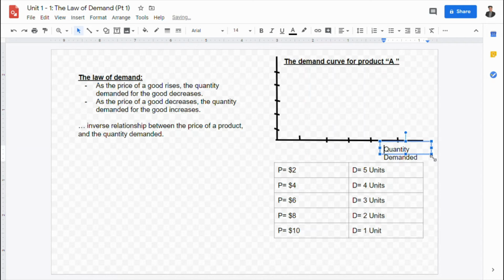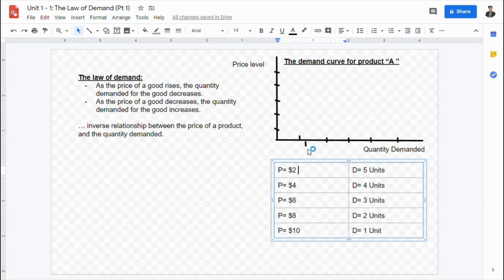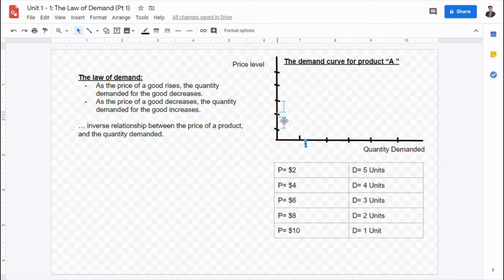The quantity demanded goes on the x-axis, while the y-axis is the price level, the level at which the restaurant charges consumers in order to buy the product. In this case, we can see that at a price level of 2, the quantity demanded is 5 units. This red line shows that at the price level of 2, the quantity demanded is 5 units.